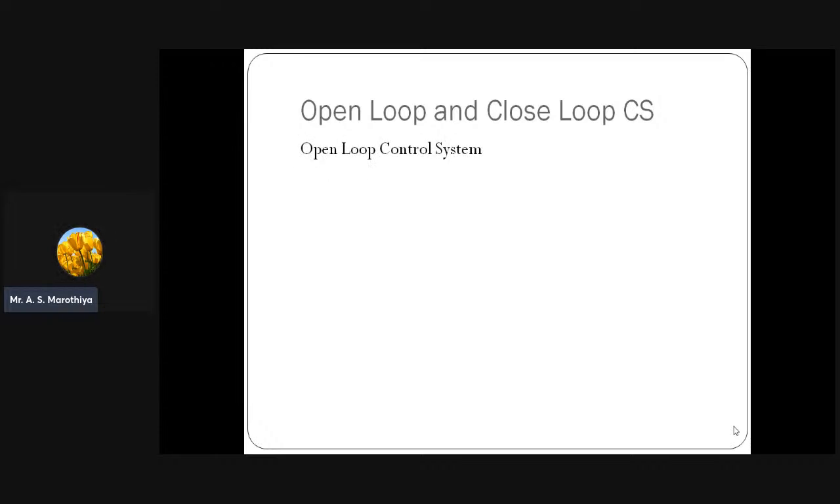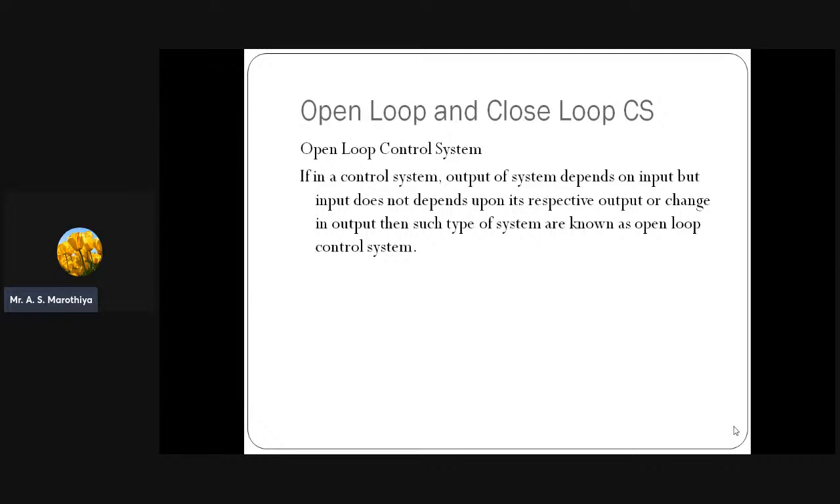So first, what is an open loop control system? Now see here, it is a type of control system in which the output of a system depends on the input, but a change in the input is not going to have any control on the output. What is the meaning of this?